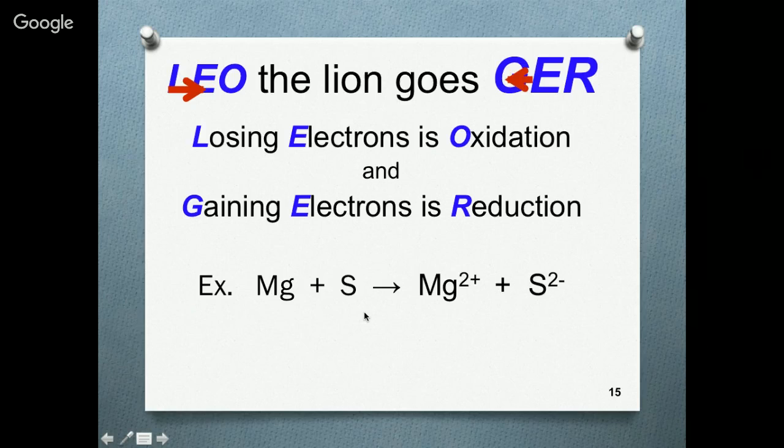So here's an example. Mg plus S yields Mg +2 plus S -2. What you first want to do, when you're trying to figure out what's oxidized or reduced, is assign your oxidation numbers. I'll give you 1 minute to figure out what we should have right up top for the oxidation numbers. So you write right above each element in the ion and the compound, what are the oxidation numbers?